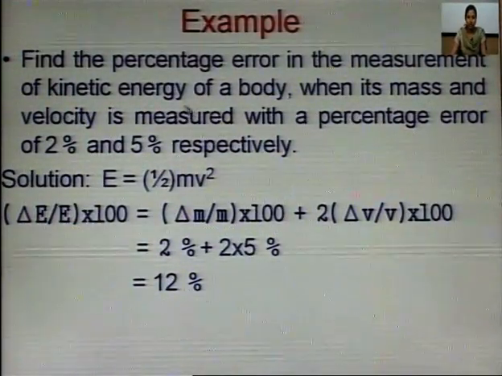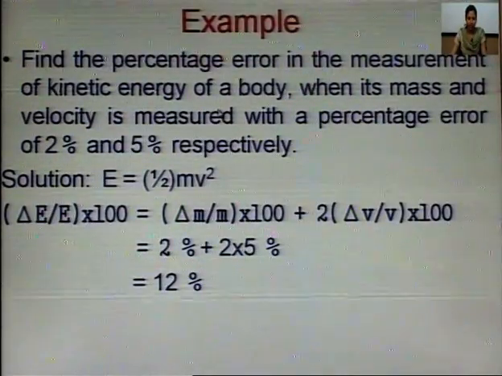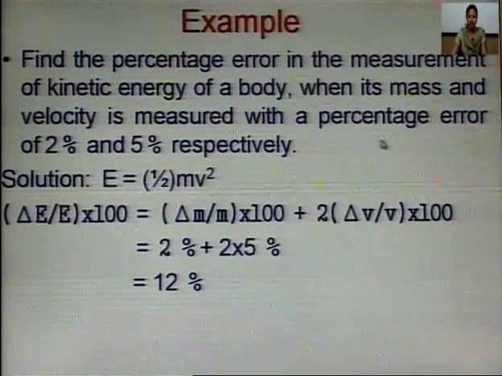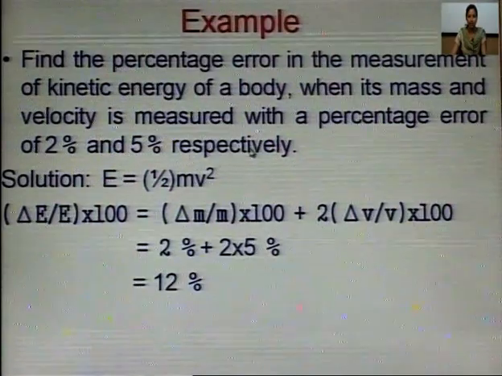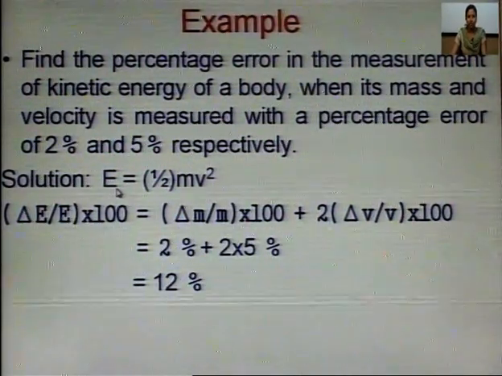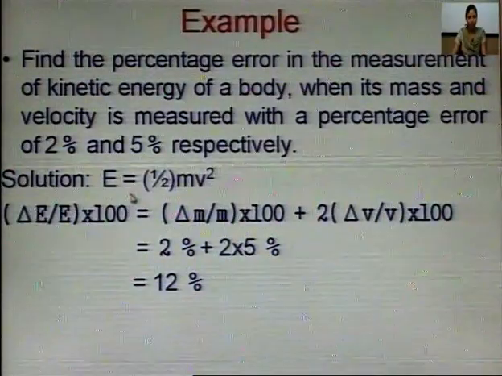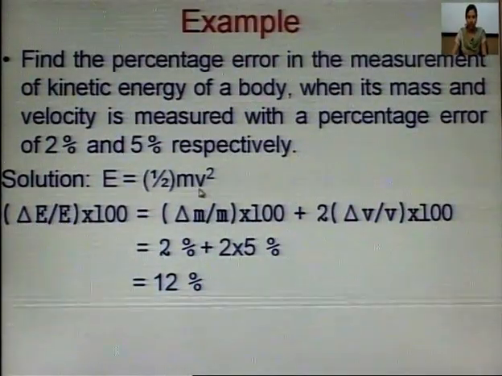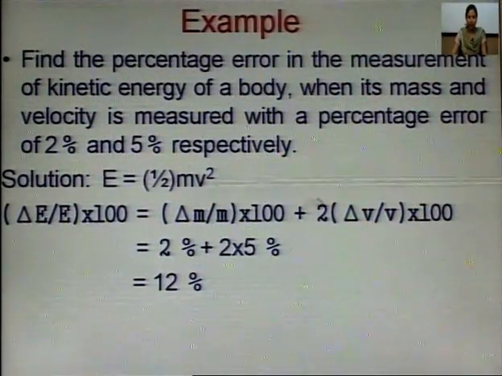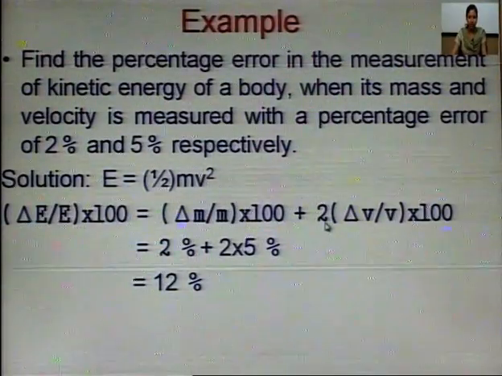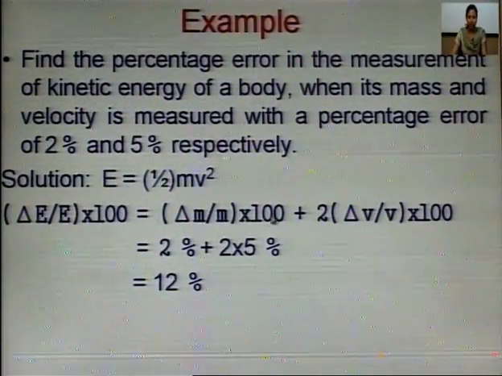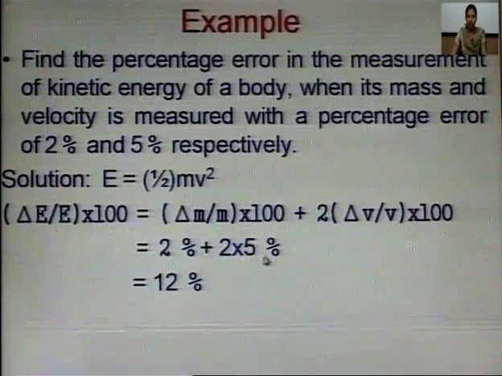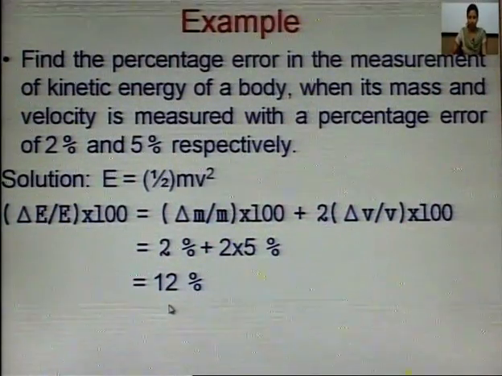Next example is the percentage error in the measurement of kinetic energy of a body when its mass and velocity are measured with a percentage error of 2 and 5% respectively. We know kinetic energy is half mv square. So, the percentage error is delta E upon E into 100 is equal to delta m upon m into 100 plus, the power comes here, 2 delta V upon V into 100. It is given to be 2%, and 5%. So, 2 plus 2 into 5%, it comes out to be 12%. Thank you.